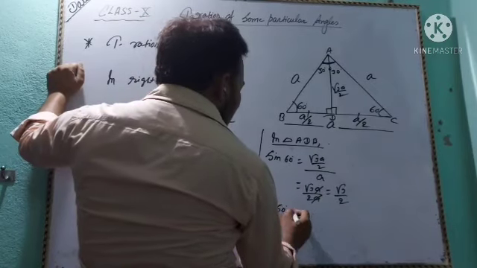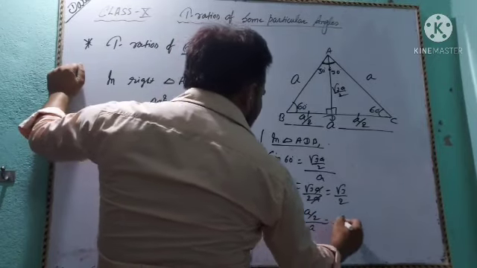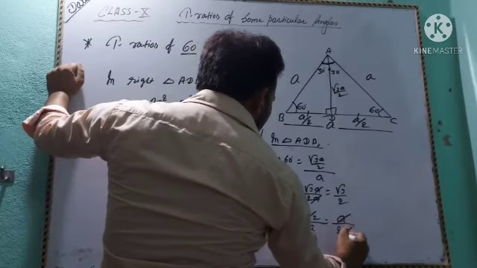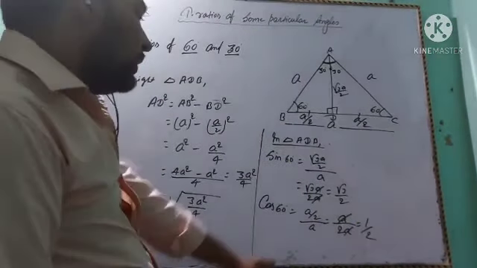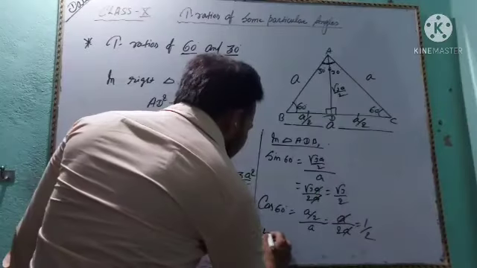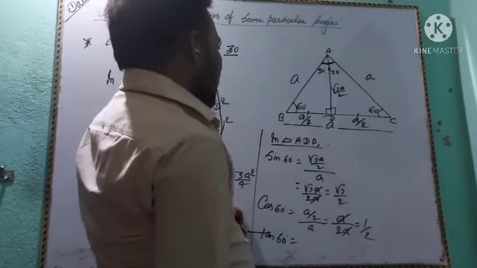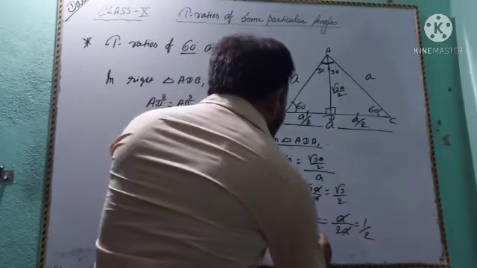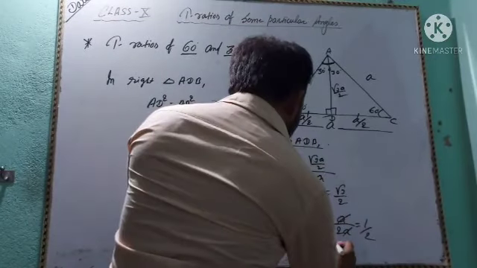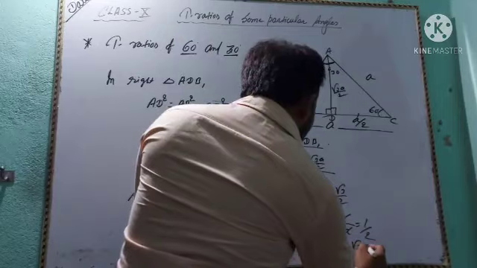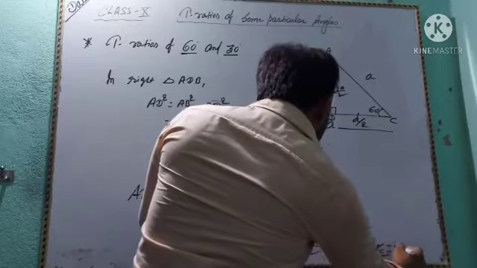Cos 60 degree, base by hypotenuse. Base is a by 2 and hypotenuse is a. So a by 2a, a is cancelled, that is 1 by 2. The value of cos 60 degree is 1 by 2. And the value of tan 60 degree is perpendicular by base. So root 3a by 2 divided by a by 2, that is root 3a by 2 multiplied by 2 by a. a is cancelled, 2 is cancelled, that is root 3.